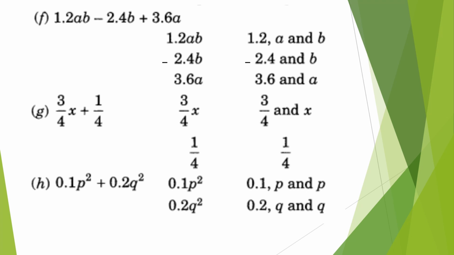Next question H. 0.1 p square plus 0.2 q square. So the first term is 0.1 p square and its factors are 0.1, p and p. Second term is 0.2 q square and its factors are 0.2 and q, q.